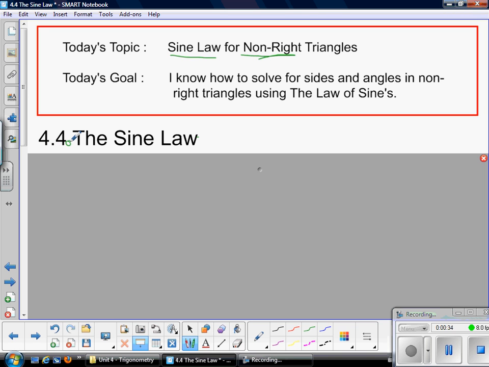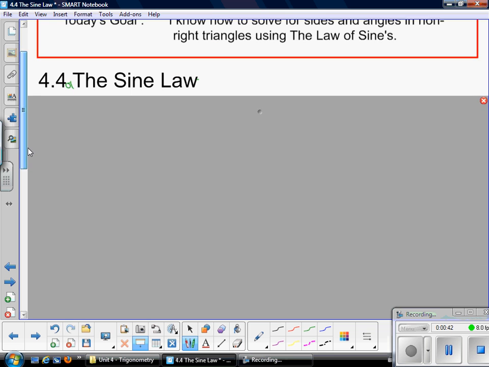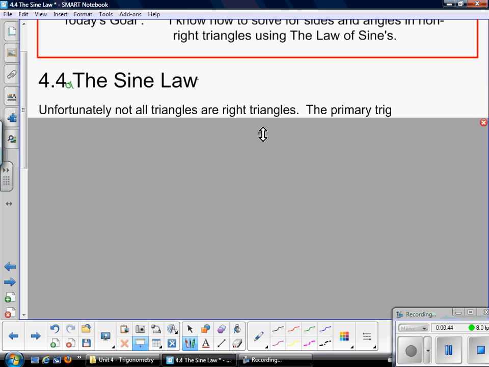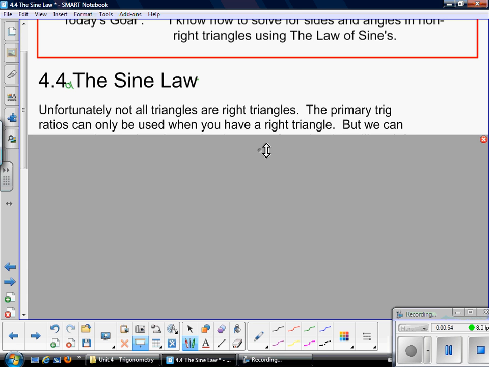There is a section B which is going to deal with word questions dealing with the sine law. So exactly what is the sine law? Well, first of all, the reason we are studying it is because not all triangles are right triangles. The world is not made up of right triangles, and the primary trig ratios can only be used when you have a right triangle. So it limits us in what we can do.